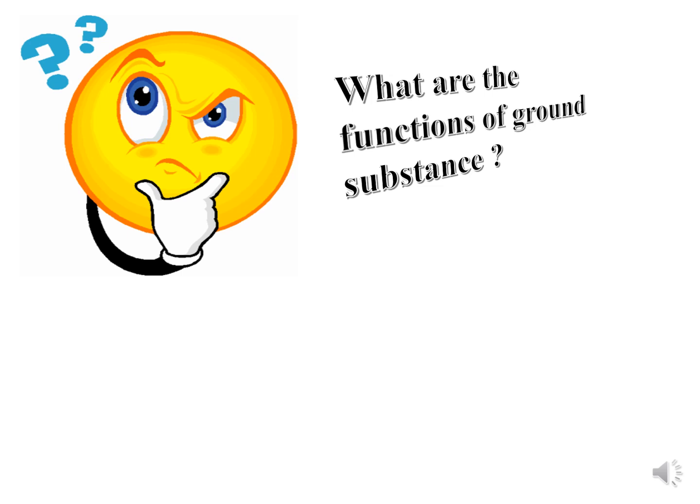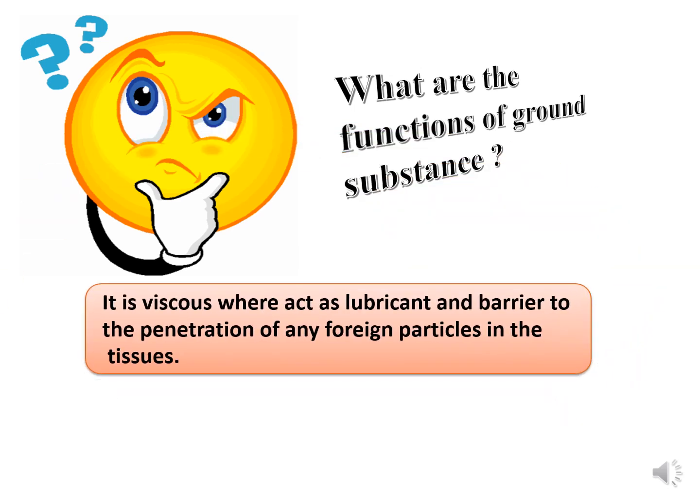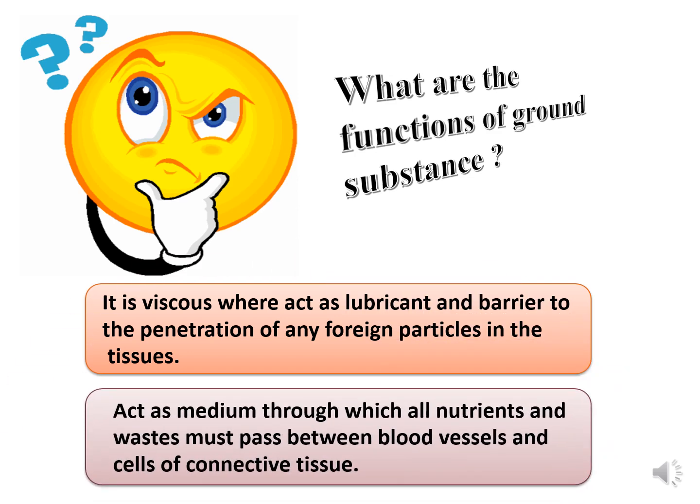What are the functions of ground substance? The matrix of ground substance fills the space between the cells and the fibers of connective tissue. It is viscous, so it acts as a lubricant and a barrier to the penetration of any foreign particle in the tissue. Also, it acts as a medium through which all nutrients and waste must pass between blood vessels and cells of connective tissue.